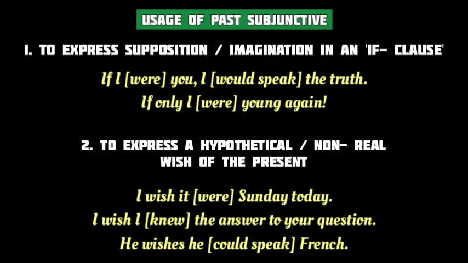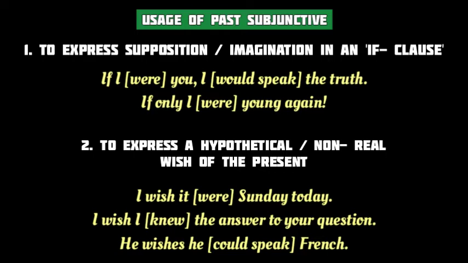The past subjunctive is also used to express a hypothetical or non-real wish of the present after the verb wish. I wish it were Sunday today. In this sentence, the verb were has the past subjunctive mood. Here it expresses an unreal wish because today is some other day, it cannot be Sunday today.